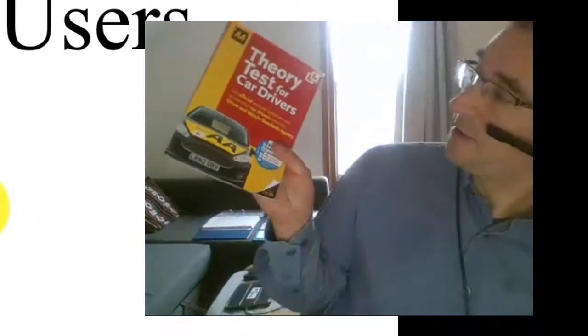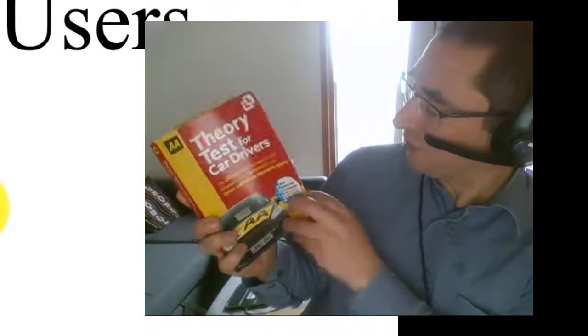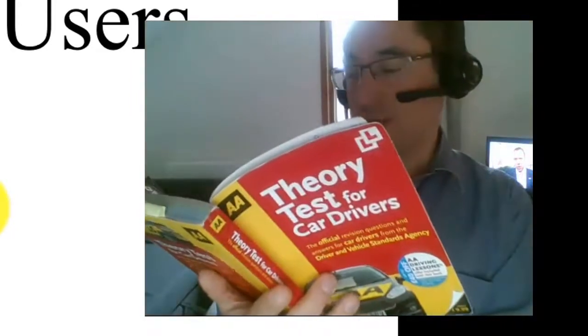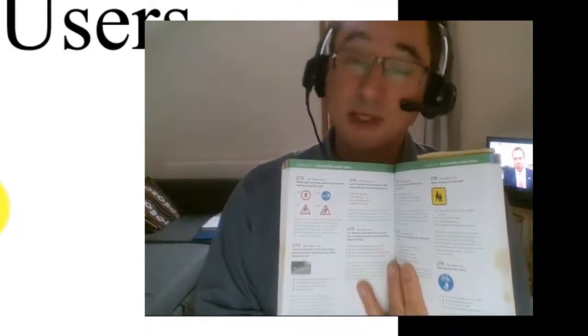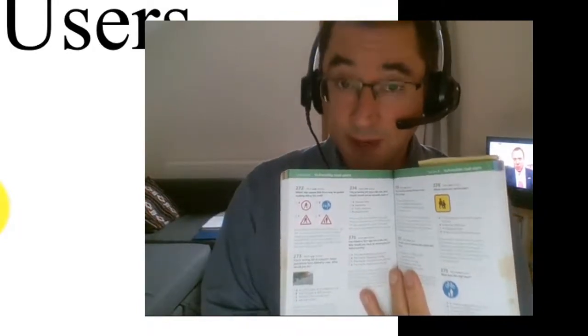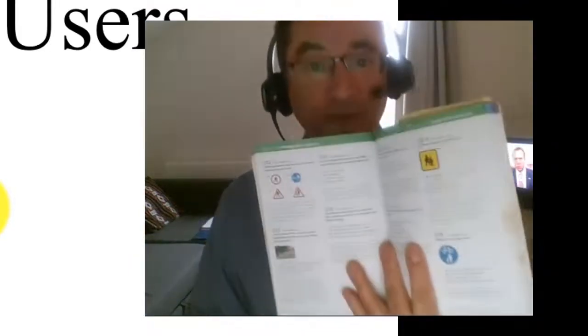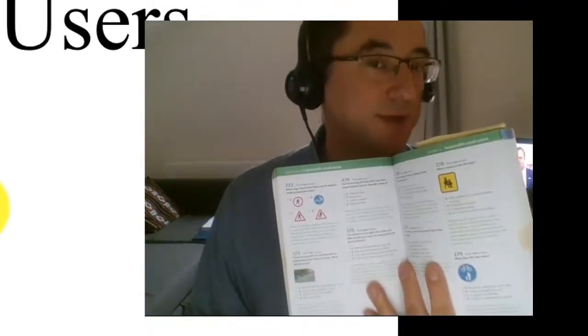If you have this book, remember the AA Theory Test for Car Drivers book that some of you have got, if you turn to chapter 6 here, so session 6 is actually chapter 6 in the book, page 122, all of the questions and all of the answers for this part of the workbook are in here. So my suggestion, if you want to study properly, is to look at the questions on the PowerPoint and then find the question in this book and then the answer from there.